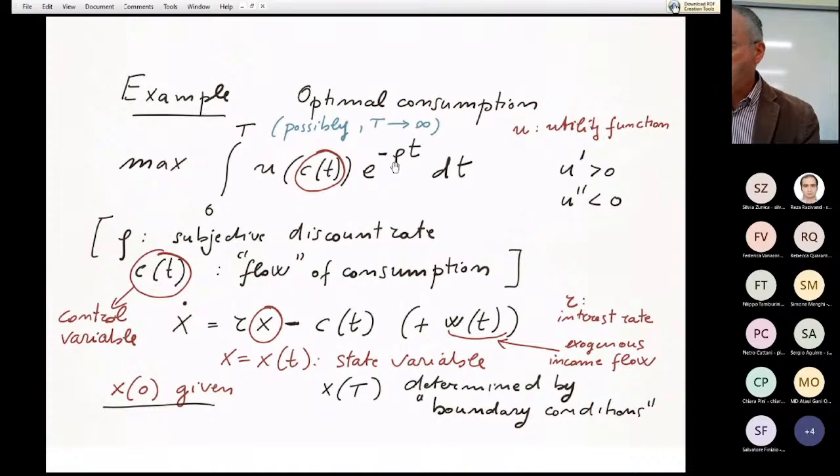This is not called objective function, but objective functional, because it is not really a function of one variable. This is the objective functional. Okay, so this is the initial description.